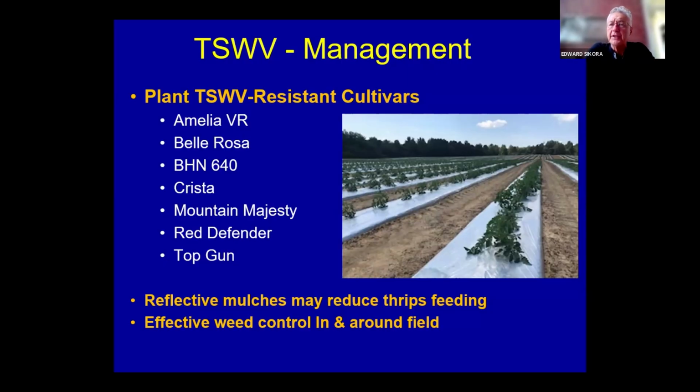Reflective mulches may reduce thrips feeding. Thrips basically are flying insects, much like aphids, or similar to aphids.